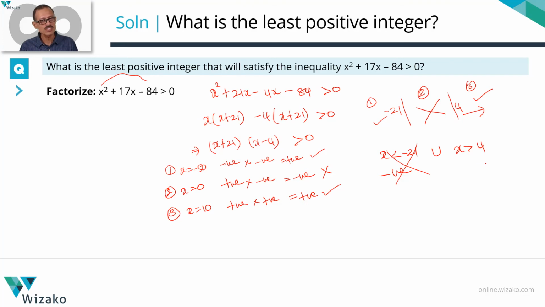What's the least positive integer greater than 4? 5 is the least positive integer greater than 4. So 5 is the answer. Choice E is the answer to this question. Now what we'll do is, we have done method 1. Let's go to method 2.